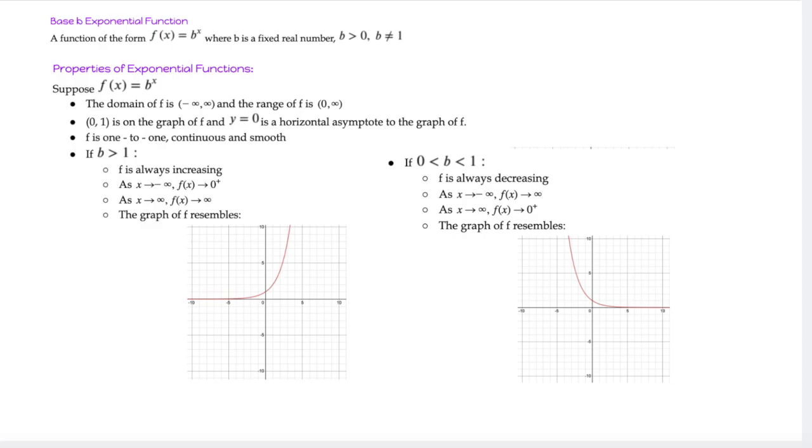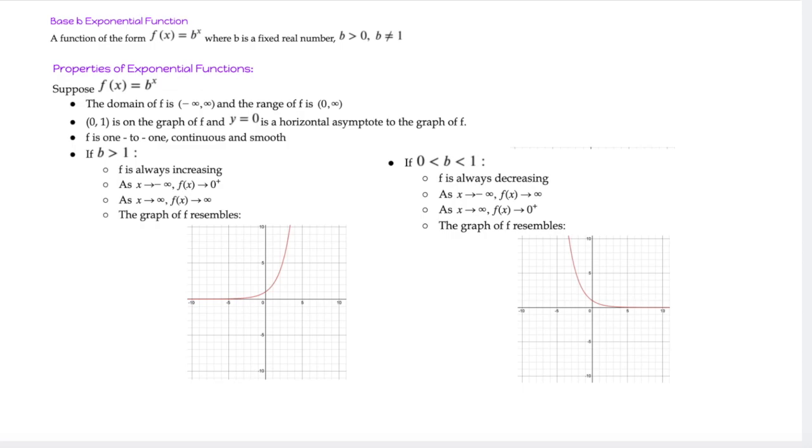This is 1 to 1, so it passes the horizontal line test, which means that there is an inverse, and we'll talk about that in a moment. It's continuous, so there's no holes or jumps, and it is a smooth graph, so there is no jagged edges, sharp edges, if you will. Now, our domain and range can certainly change depending upon if we are moving our function about the axis, so if we are transforming our function itself, so keep that in mind.